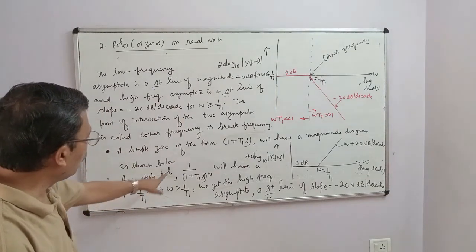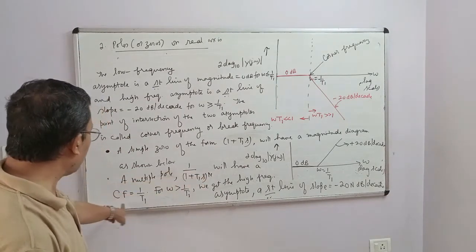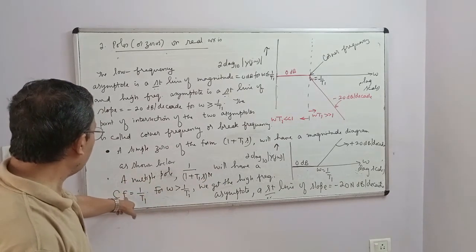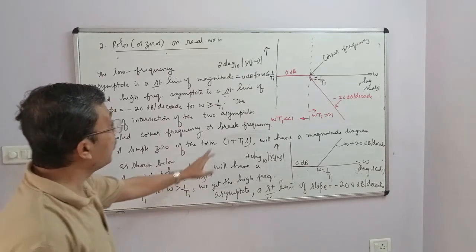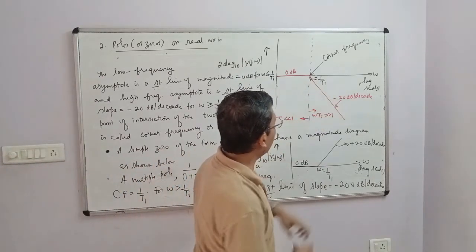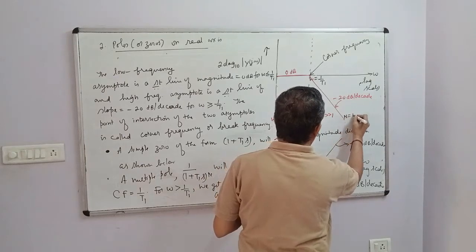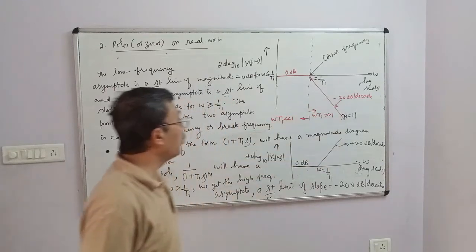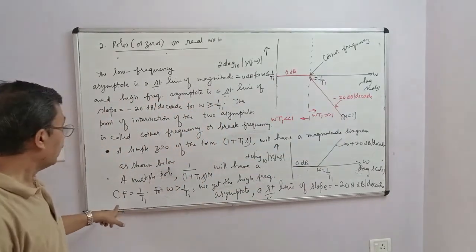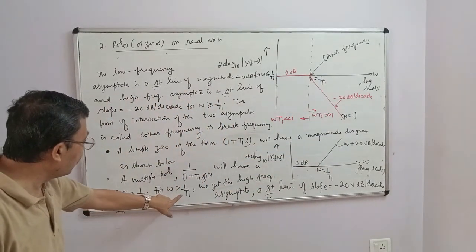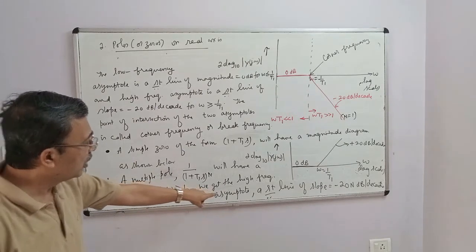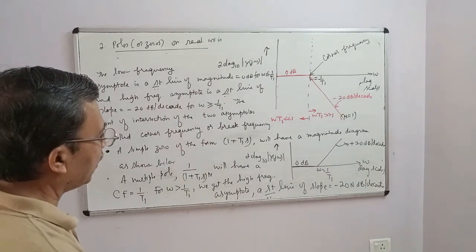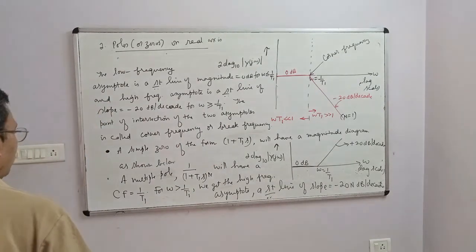A multiple pole 1 over (1 plus T1s) to the power n will have a corner frequency 1 by T1. It will not change. For omega greater than 1 by T1, here what is the slope? Minus 20. This is when n is equal to 1. When n is, let us say 2, instead of minus 20, the slope will be minus 40. That's what I am saying here. For omega greater than 1 by T1, we get a high frequency asymptote, a straight line of slope minus 20 into n decibels per decade.